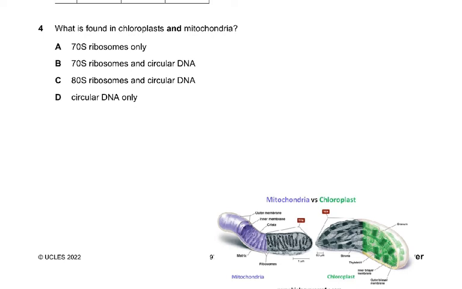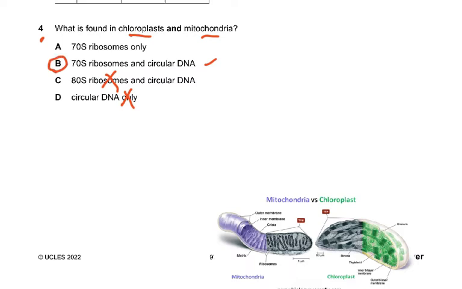Now, coming to question number 4, what is found in chloroplasts and mitochondria? So it has to be present in both. 70S ribosome only, yes, is present in both. 70S ribosome and 80S and circular DNA, yes, that's correct. 80S was wrong. 80S is not present. Circular DNA only, no, because we have the ribosomes as well. So the answer is B.